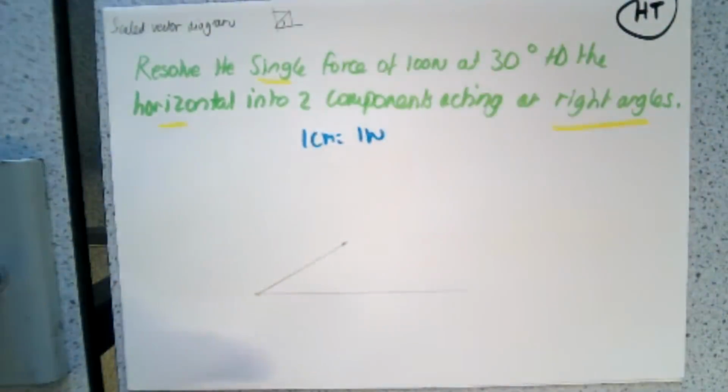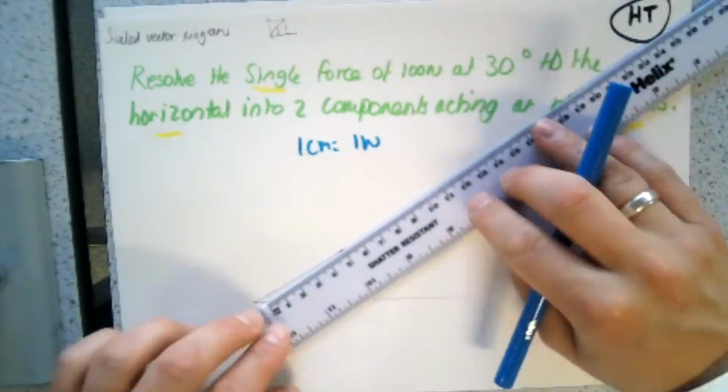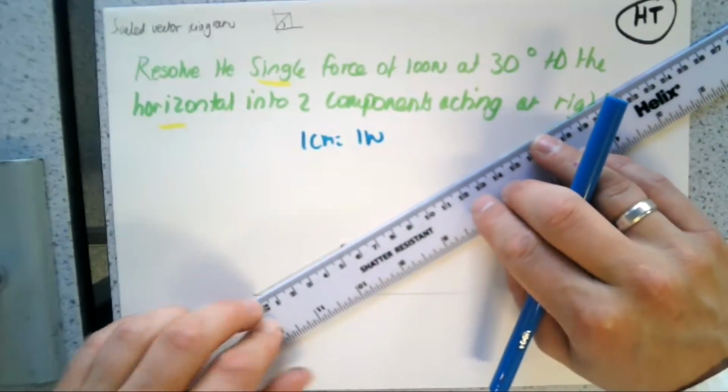That's your fail-safe. If you don't know what you're on about, and you get a bit nervous, and a bit clammy, and a bit panicky, just go for 1 centimetre equals 1 newton. Unless, obviously, it's not going to fit on your page because your force is 1,000 newtons. Don't use it then, because you'll end up going over the exam table and carrying on down onto the floor. So check it's appropriate first. So 10.